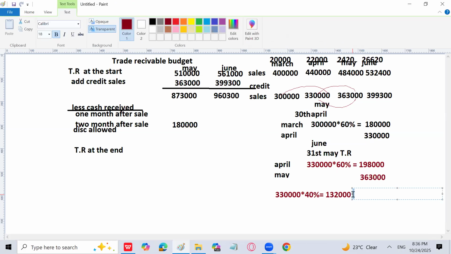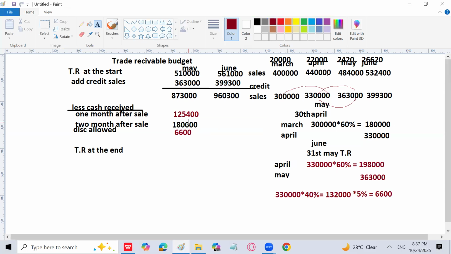Why? Because those customers who are paying after 1 month, we are giving them 5% discount. So 132,000 into 5%, that is 6,600. So 6,600 will come in discount allowed in May because that is not received from April, 1 month after sale in May. And the remaining we are getting means 132,000 minus 6,600. The remaining is 125,400, and we are getting this. So that is the amount we have received.